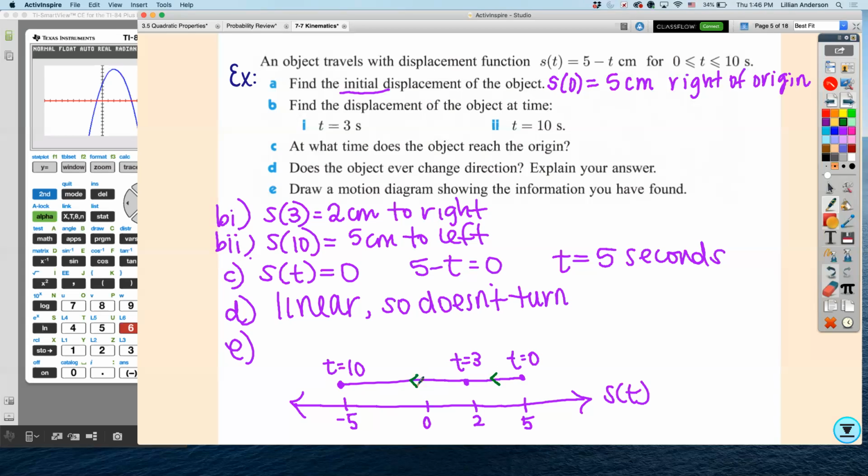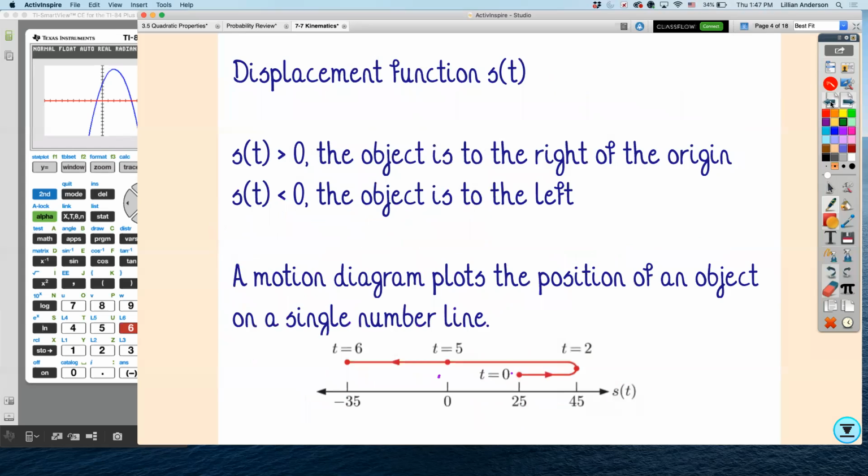Now for the last example, because there was a turn, that let us know that whatever function represented that motion diagram had a turning point. It originally started going to the right and then it changed directions and went back to the left. So as you can see here, we started 25 meters to the right of the origin. We started heading right, and then at 2 seconds, that's when it changed direction and started heading back this way.